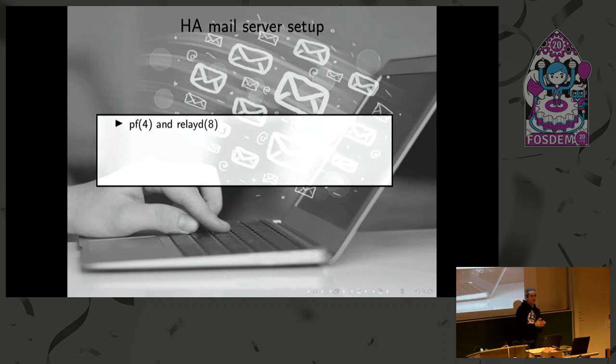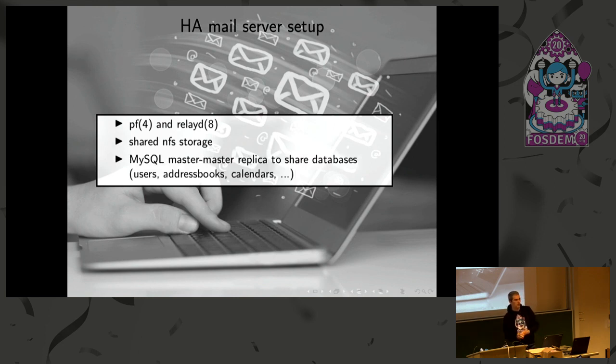The first thing towards a real high availability setup was absolutely a load balancer. So we started moving with PF and the RelayD integration as load balancer, having more machines, and a shared NFS storage for mail dirs. The web panel uses MySQL as backend, so we decided to go with a MySQL master replica. So all our users are replicated on more machines.